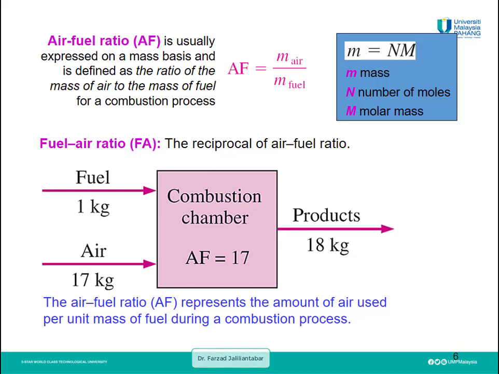And here you can see an example. 1 kg of the fuel is reacted with 17 kg of air to produce 18 kg of product, and you can see the mass conservation, 18 kg for reactants and products. Also the air-fuel ratio is 17 kilograms of air per 1 kilogram of fuel. We have 17 kilograms of air to react with 1 kilogram of fuel.